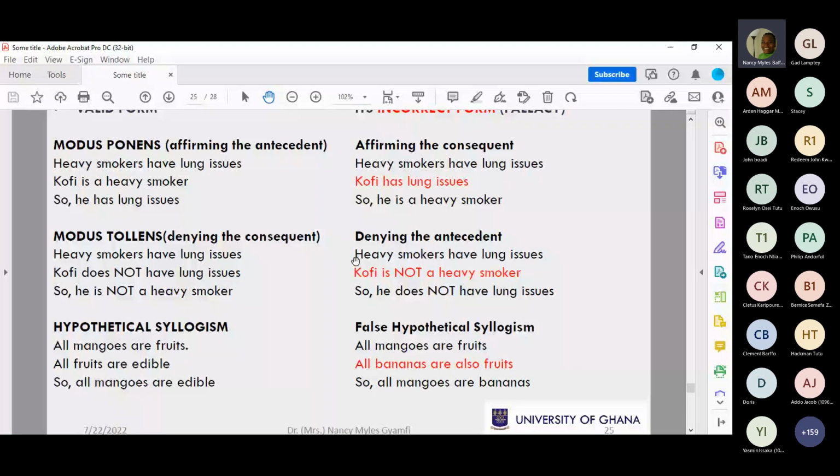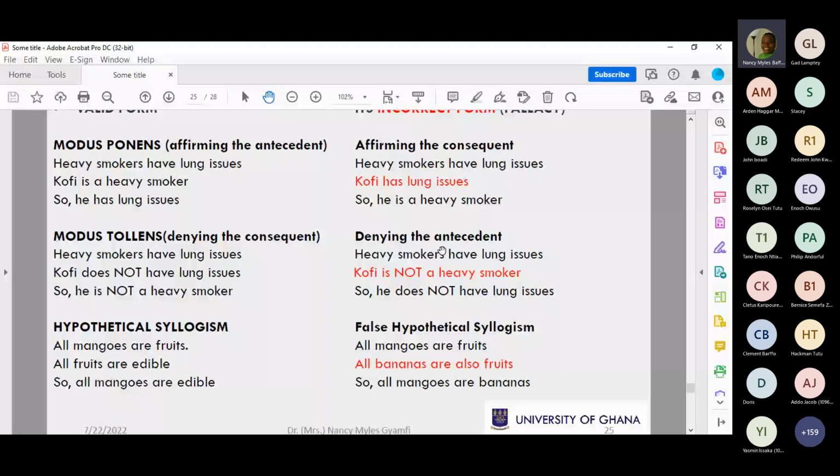If you do the opposite of that, see, the person after establishing the main premise now says Kofi is not a heavy smoker. If you say Kofi is not a heavy smoker, you are negating the antecedent. You don't do that in the premises. So this will be invalid. Then you conclude, therefore, he does not have lung issues. No, sir, it's not valid. This is called the fallacy of denying the antecedent. You can say negating the antecedent. It's not valid.